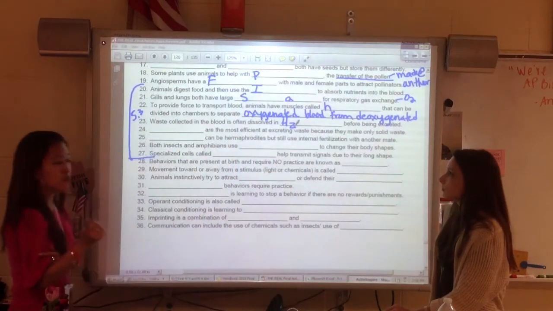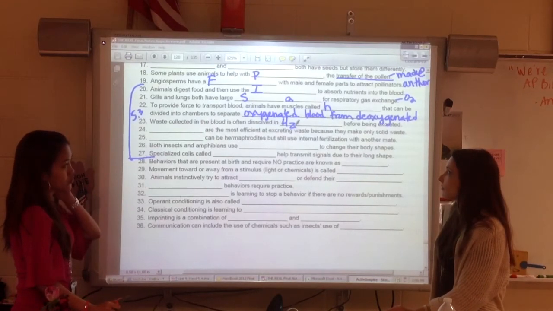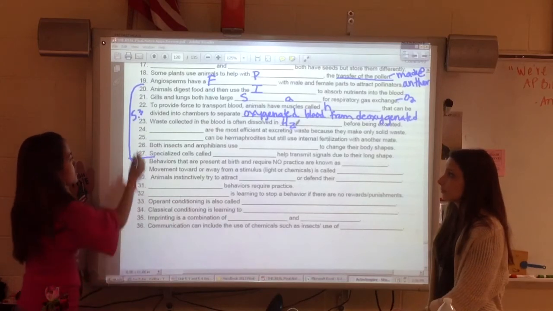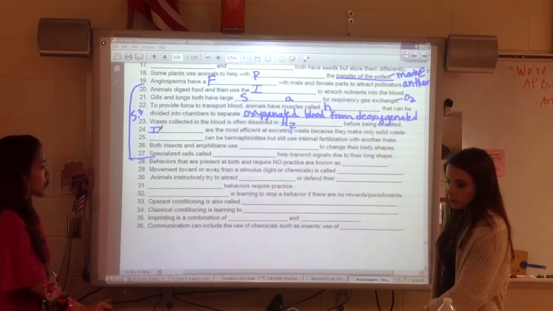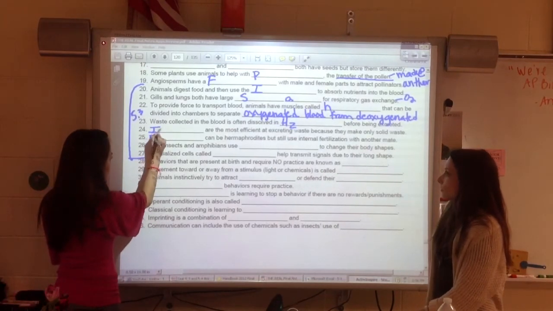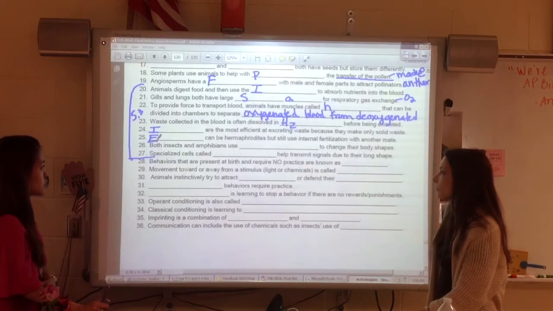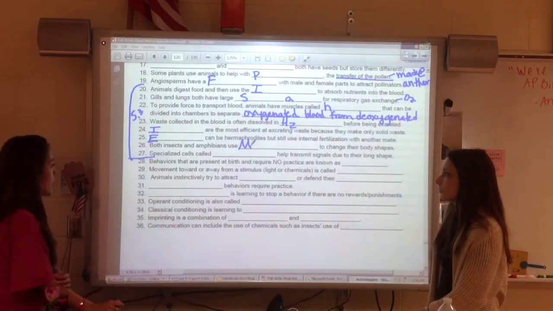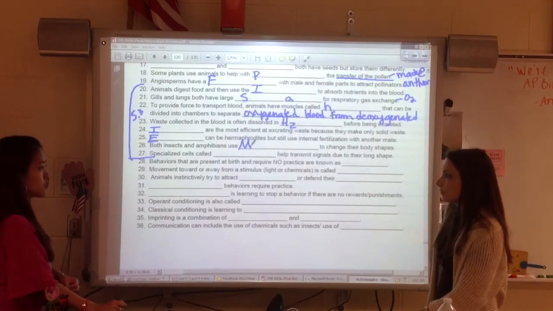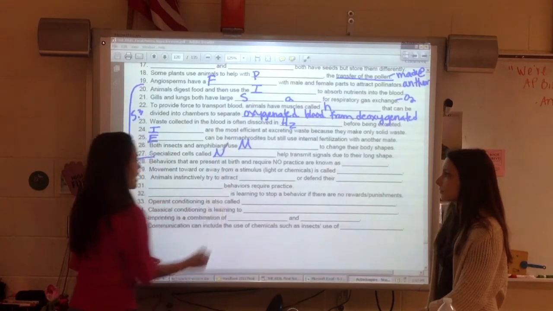So then waste. Before it can be excreted. 24, the most efficient at excreting waste because they make only solid waste. This is an organism that starts with an I. 25, blank can be hermaphrodites. These start with an E, but they still use internal fertilization with another mate. 26, both insects and amphibians are going to use blank to change their body shapes, and this process starts with an M. And then 27, specialized cells called blank help transmit signals due to their long shape. This is a special type of cell that starts with an N.